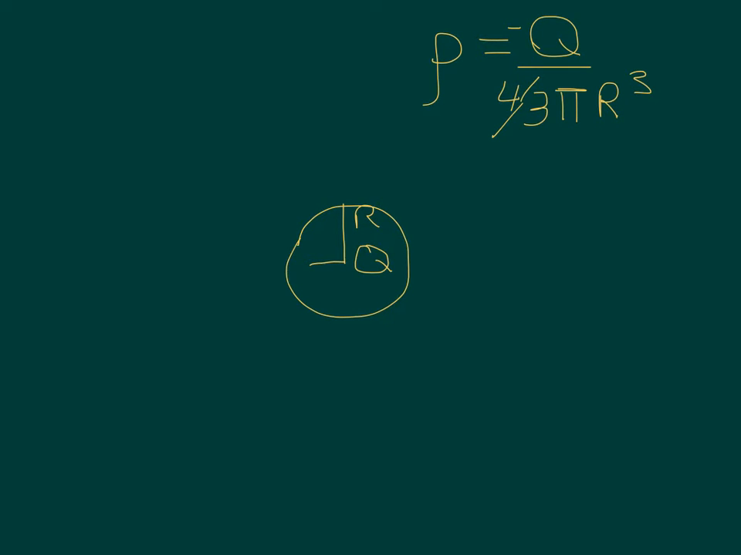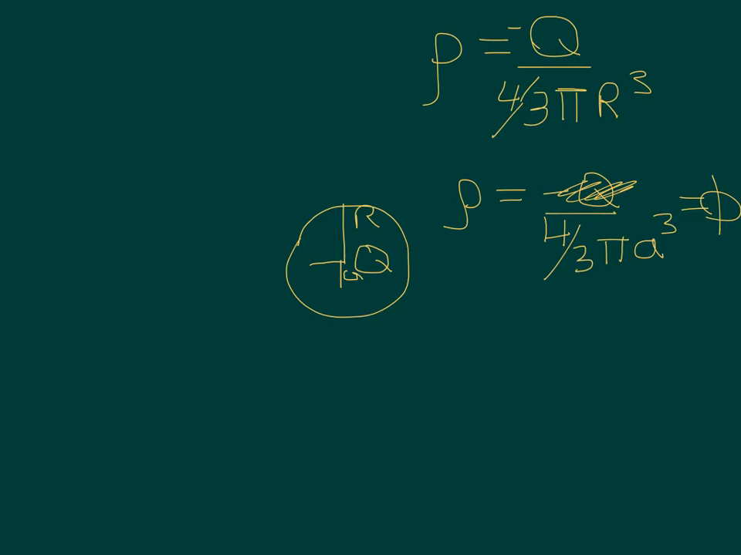Now here's something interesting. If I picked a smaller radius, like maybe halfway through the sphere, a, and I tried to calculate this, the amount of charge calculated at 4/3 pi a cubed, interestingly enough, this is 0, because I wouldn't have any charge enclosed in that region. Because remember, on a perfectly conducting sphere, all the charge lives out here on the edge, tries to get out as far away from each other as possible.